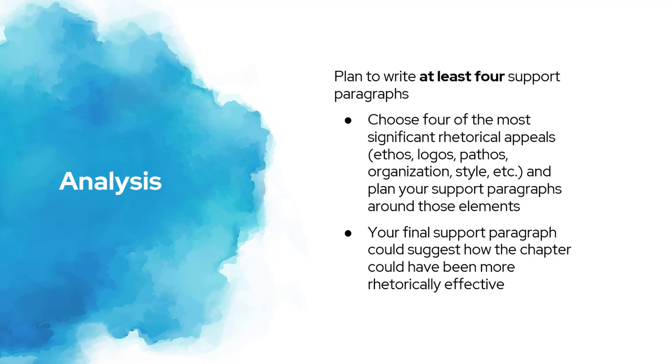Of course, if you think that your author's rhetorical choices are perhaps not as successful as they could have been, and you feel like you have a lot of feedback and suggestions as to how that chapter could have been more rhetorically effective, you can take your 4th and final support paragraph and devote that paragraph solely to your own suggestions. So you do have a little bit of creative freedom here.